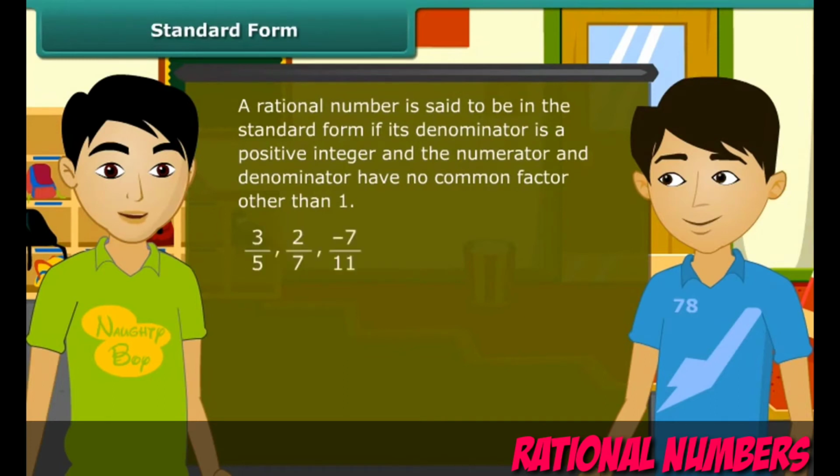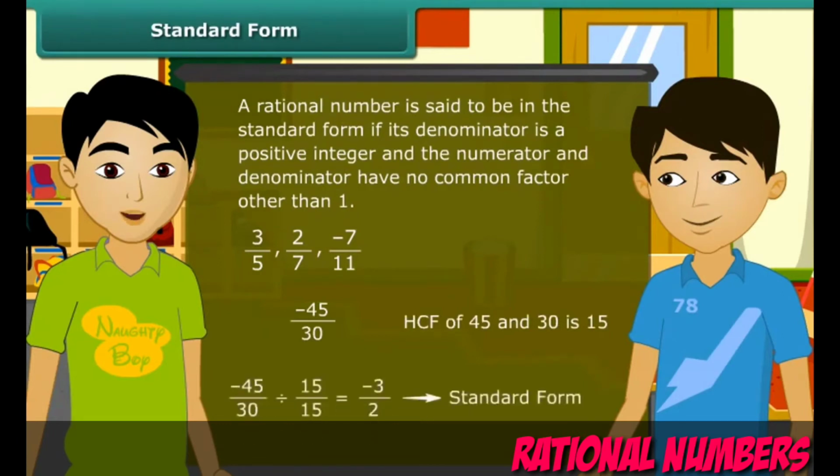And if the numbers are not in the standard form, then it is reduced to standard form. For example, -45/30 is not in a standard form. We will reduce it by dividing its numerator and denominator by their HCF. Here the HCF of 45 and 30 is 15.